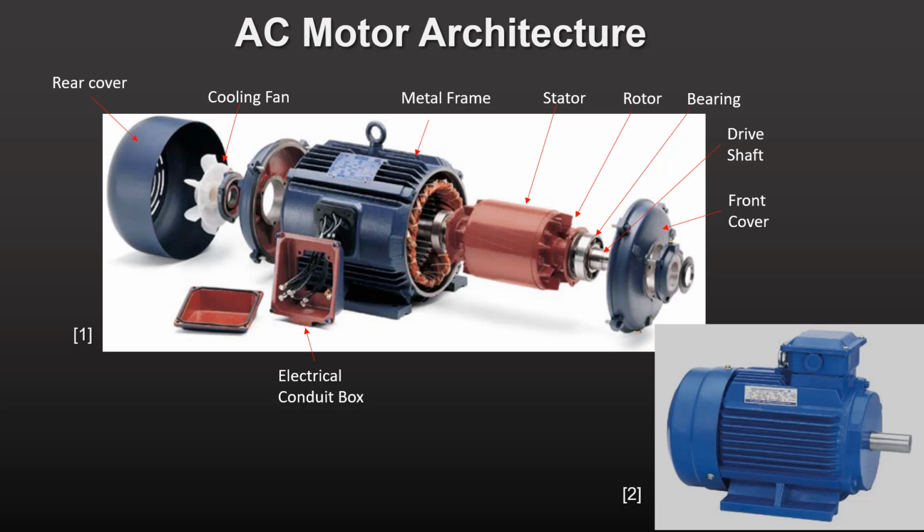Shown in this slide is the general architecture of an AC induction motor. The rotor revolves within the stator, a fixed electromagnet housed inside a metal frame. A drive shaft supported by bearings is fixed to the rotor, supplying torque and speed to an external mechanism. A cooling fan conducts heat from the stator coil magnets out the rear of the motor. The conduit box holds the electrical wires from line power and distributes them to the windings.